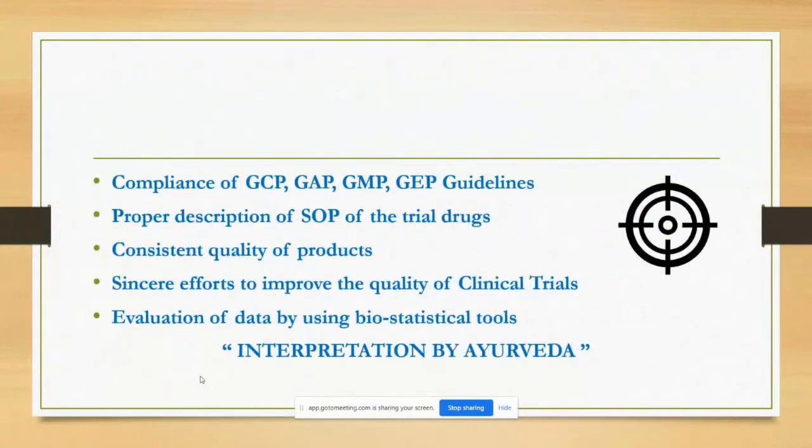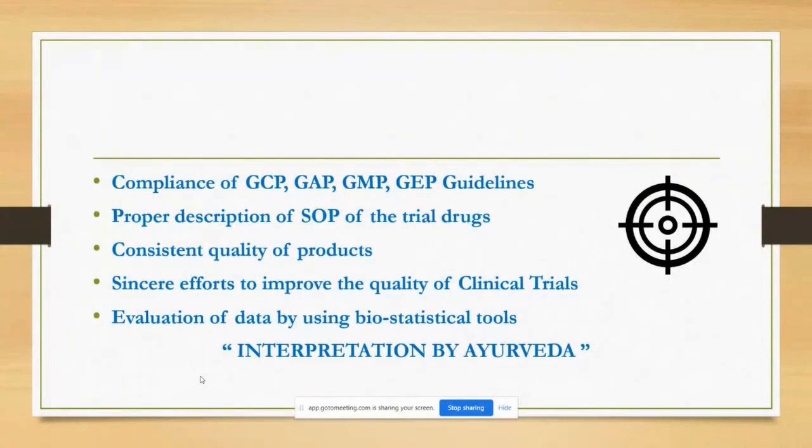We must stick to certain guidelines like GMP, good manufacturing practice, or good agricultural practices, or cultivation of drugs, or good clinical practices, and SOPs of the trial drugs, and quality of the products. Many times there is adulteration, or the drug is not matching with quality assurance and quality safety, so we need to stick to consistent quality of products and sincere efforts to improve the quality of clinical trials too, because clinical trials require so much patience and dedication.